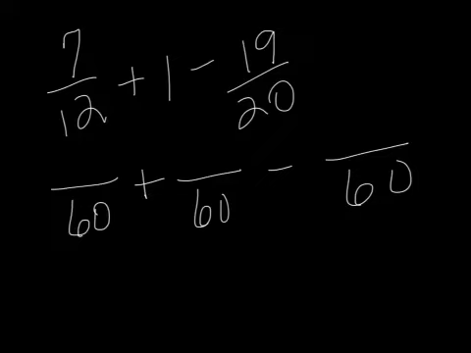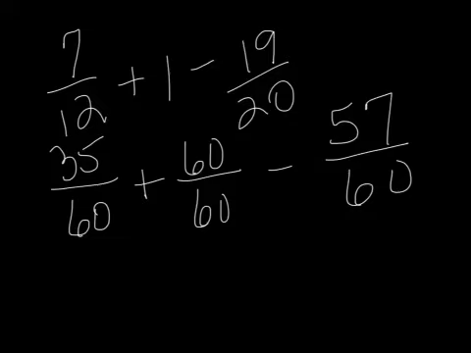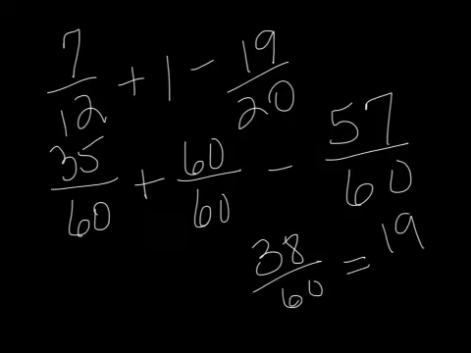12 goes into 60 5 times. 5 times 7 is 35. 1 is simply 60 over 60. 20 goes into 60 3 times, and 19 times 3, I believe, is 57. So when we add that, we should get 38 over 60, which will reduce by 2 to 19 over 30.